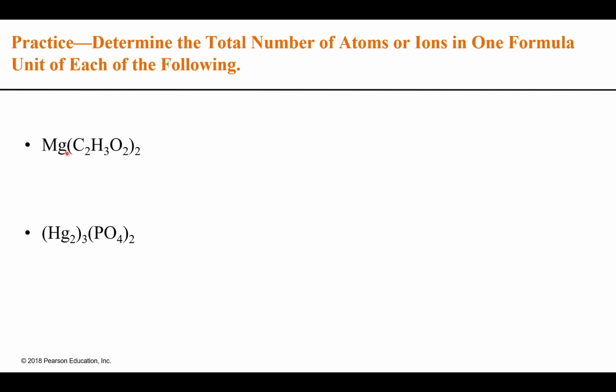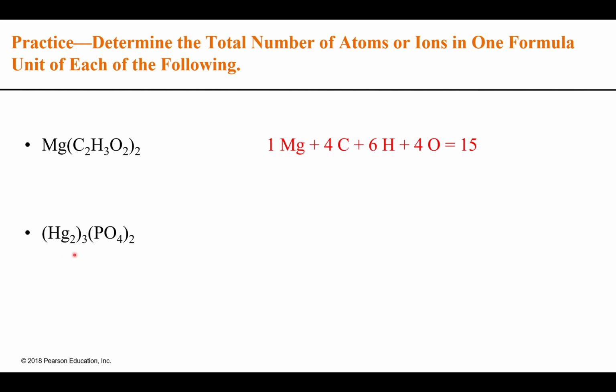Go ahead and determine the total number of atoms or ions in 1 formula unit of each of the following. Go ahead and pause the video, determine it, then come back and check. So in this case, we have 1 magnesium. 2 times 2 will give me 4 carbon. 2 times 3 will give me 6 hydrogen. And 2 times 4 will give me 4 oxygen. If I add them up, I come up with a total of 15.